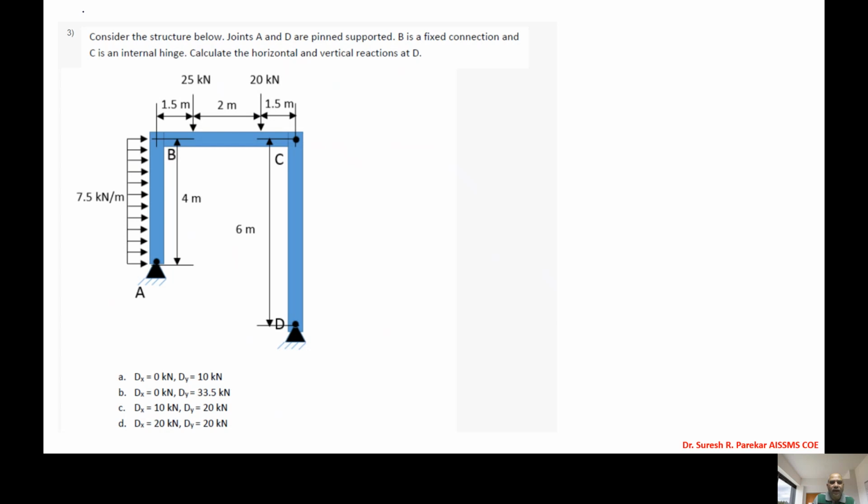So now in this we have given A and D are pinned supported, B is a fixed, rigid connection we can say, and C is an internal hinge. So first we will consider the downward part of C, because moment about C from left and right we have 0. So we have here Dx, and then we have Dy.